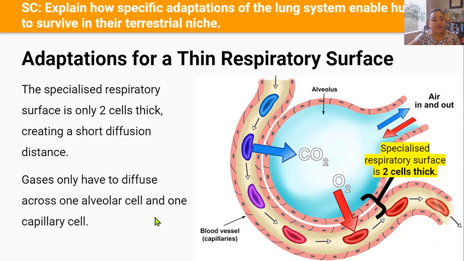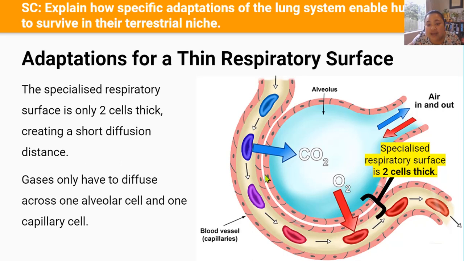A thin respiratory surface is required for efficient gas exchange because thin means a short diffusion distance for gases. This thin or short diffusion distance is achieved in the lung system because the respiratory surface is only 2 cells thick. It's very thin, and the diffusion distance is short. So in this diagram, you can see that there are only 2 layers that make up the specialized respiratory surface that separate air from blood. These 2 layers are the alveolar cell and the capillary cell.